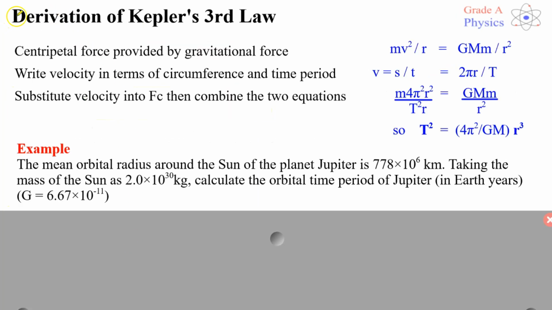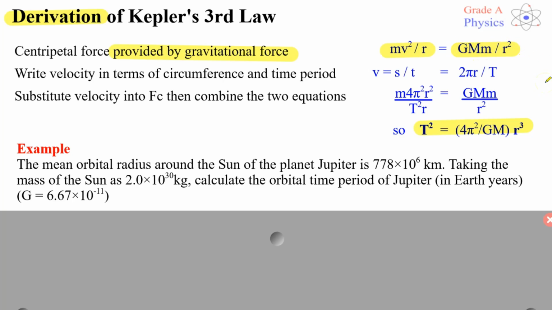Most exam boards will expect you to derive this expression and actually derive the formula. So this is what we're going to do now. First of all, we need to consider that the centripetal force, if we're talking about a planet, is provided by the gravitational force of attraction. So we have mv squared over r, the centripetal force, is equal to the gravitational force.